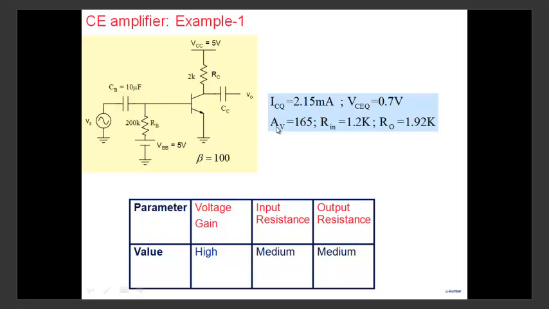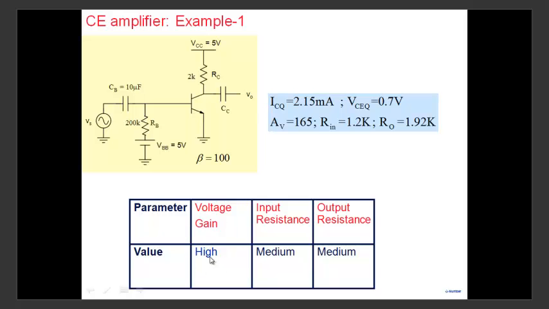For that, we get voltage gain 165, input resistance 1.2K, output resistance 1.92K. Note that output resistance is very close to RC, 2K here. It's practically equal to this one. So these are some typical conditions for a common emitter amplifier. And many times when people look at these numbers, they say the characteristic of a common emitter amplifier is that it can give you high voltage gain.